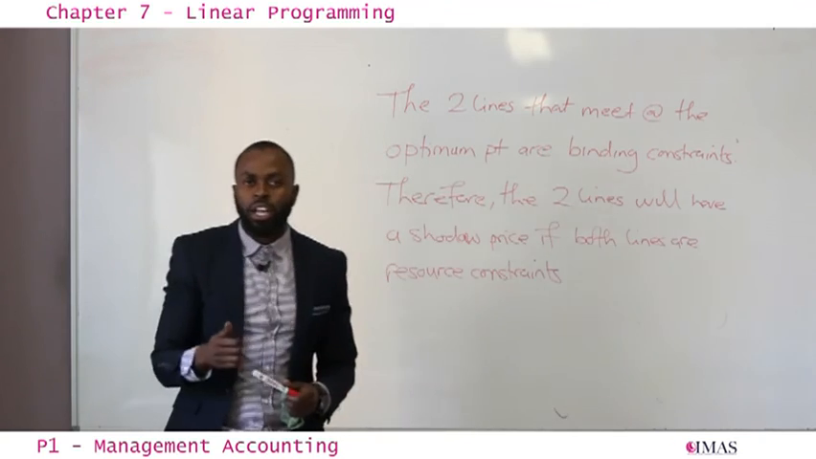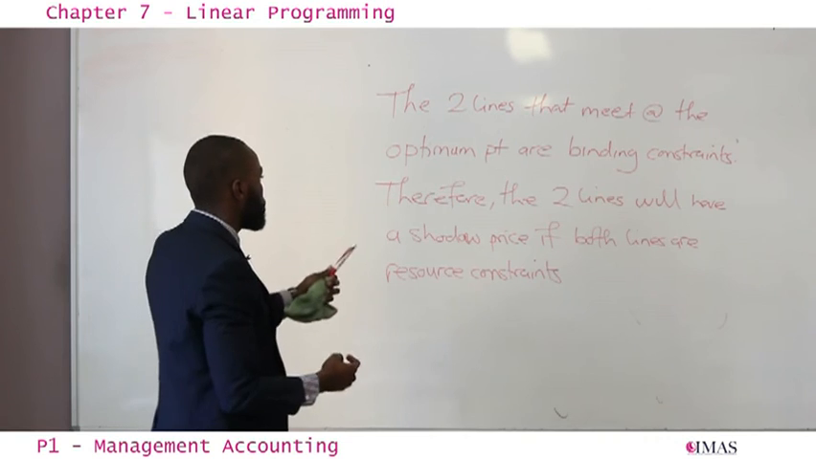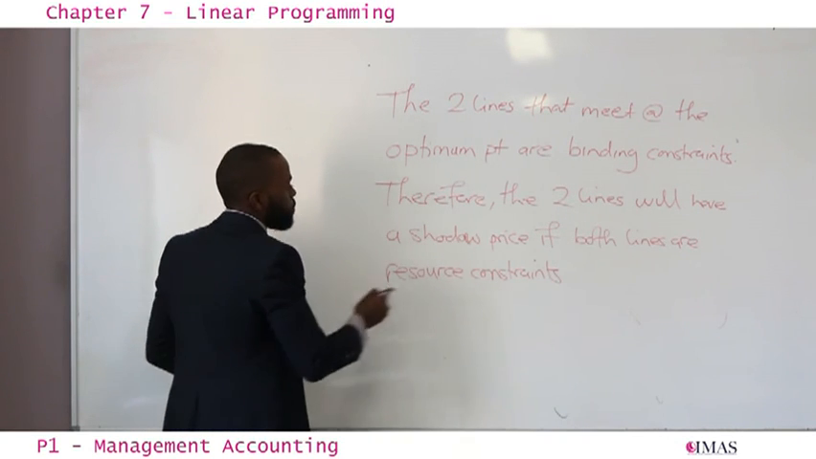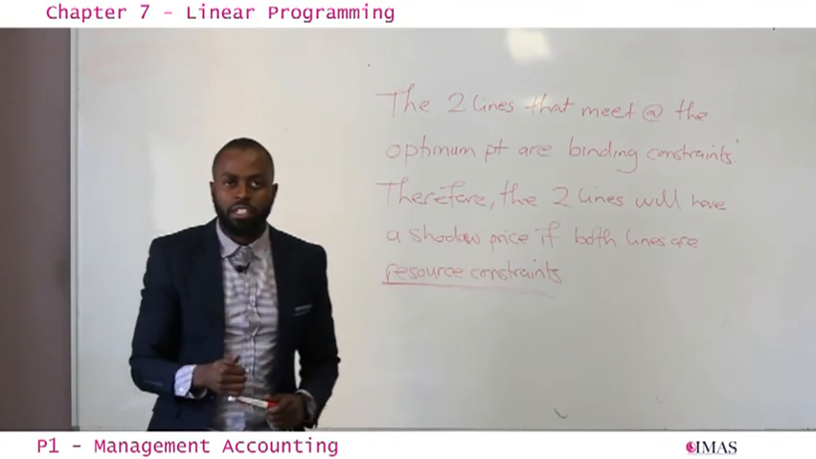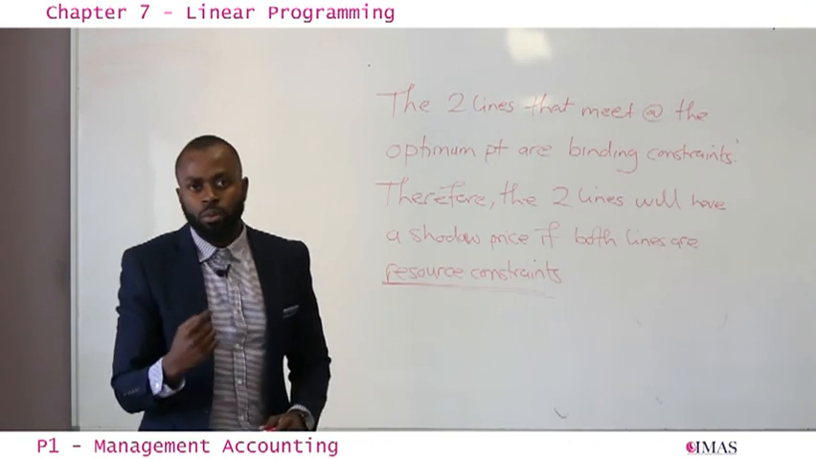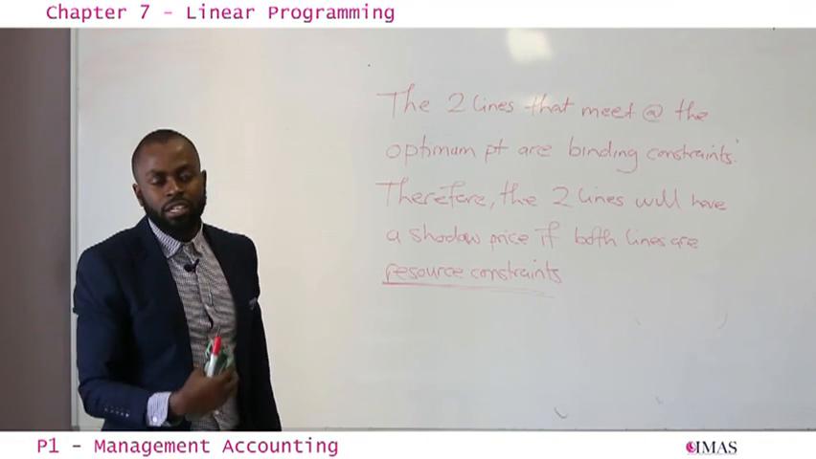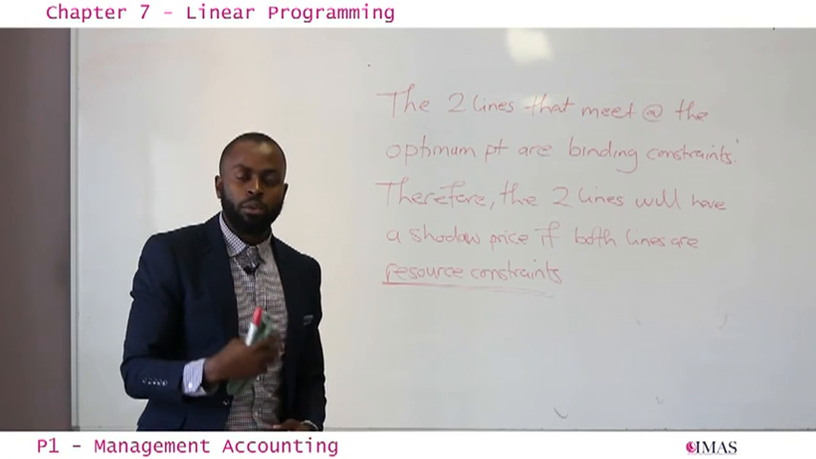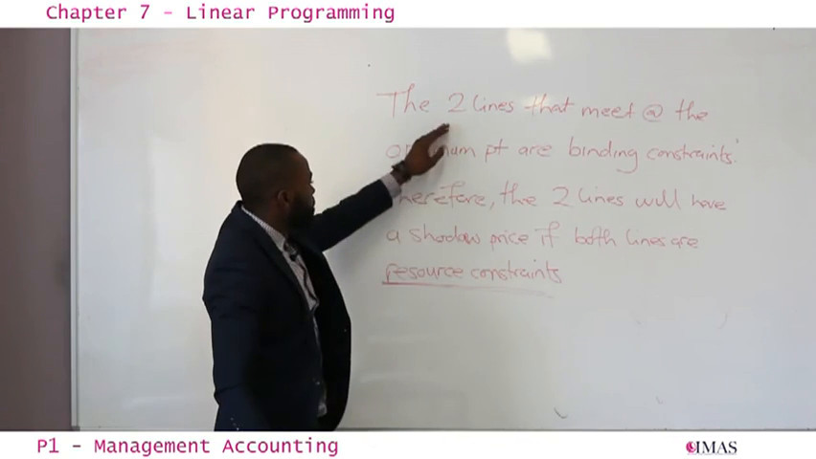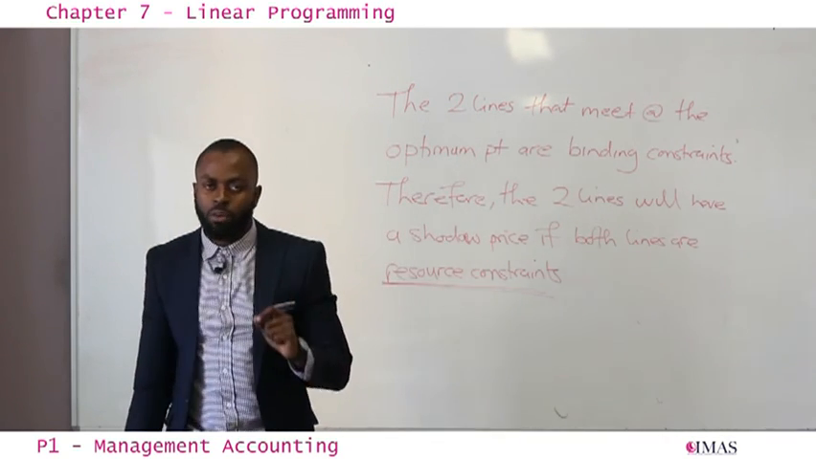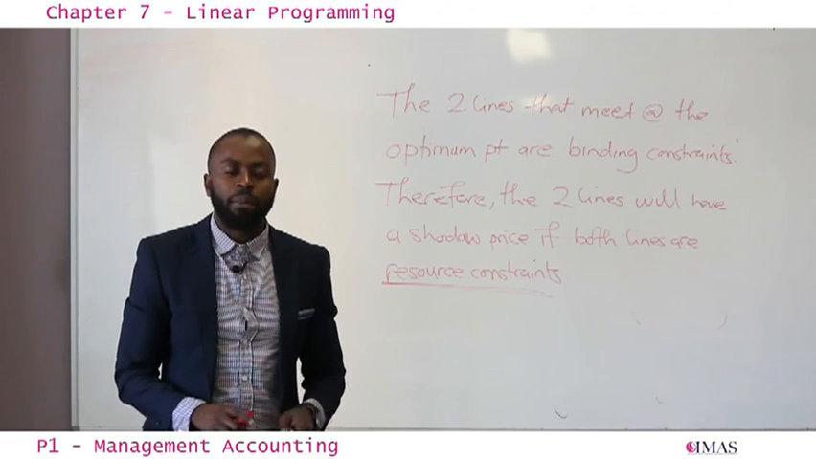Because sometimes the two lines might be, one is a resource constraint, one is a demand constraint. So it's only a resource constraint that can have a shadow price. So we're saying if both the lines are resource constraints. And we said what a shadow price is. A shadow price, we're saying what is the extra contribution that we're going to get by having one more unit of the resource? So here with our question that we previously did, Department A and Department B are the only lines that have a shadow price. Department C does not have a shadow price because it's a slack resource. It's a non-binding constraint.